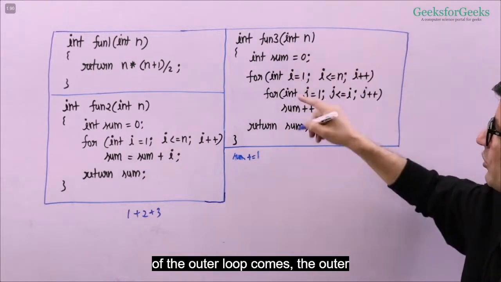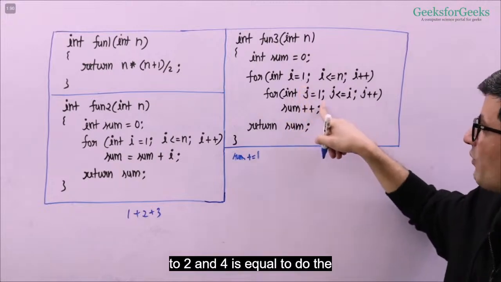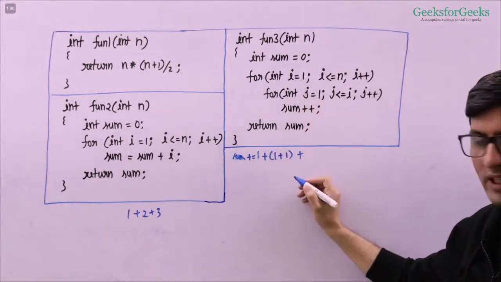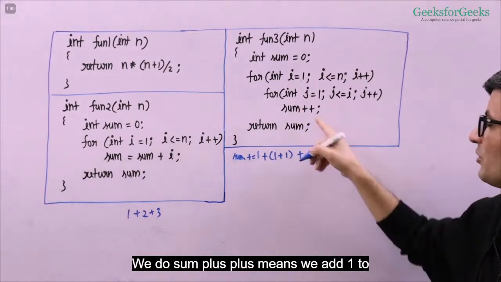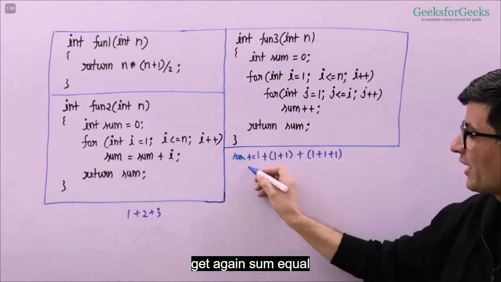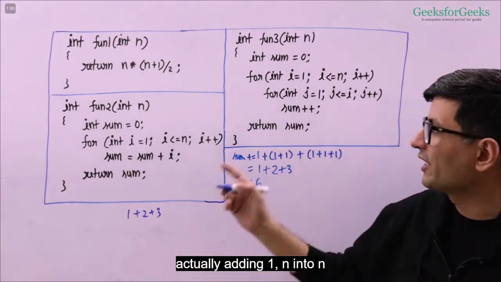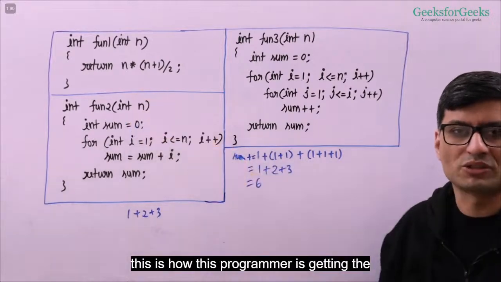Then when the next iteration of the outer loop comes, the outer loop runs for i equal to 2. And for i equal to 2, the inner loop runs 2 times, for j equal to 1 and j equal to 2. So sum gets added 1, 2 times. And in the third iteration, 1 is added 3 times, right? We do sum plus plus, which means we add 1 to sum. So this is how we again get sum equal to 1 plus 2 plus 3, and we get the result as 6. So this programmer is actually adding 1, n into n plus 1 by 2 times to sum, and this is how this programmer is getting the sum.